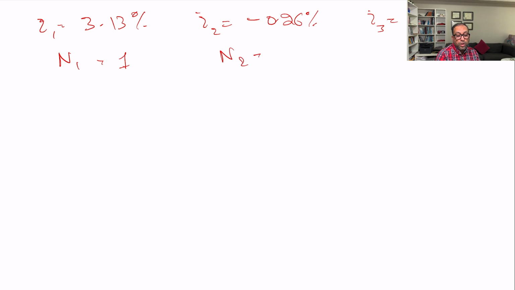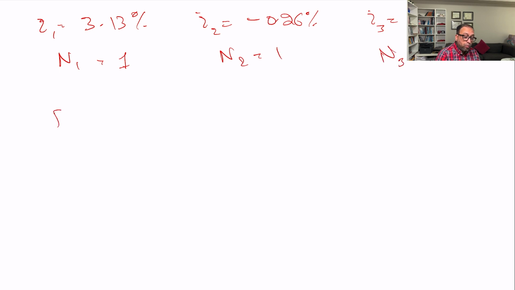I1 is 3.13%, and then I2 is minus 0.26%, and then I3 is 0.96%. N1, N2, N3 is 1 year each, right? So we don't need to worry about N. This is I1, I2, I3. N1 is 1, N2 is 1, and N3 is 1.